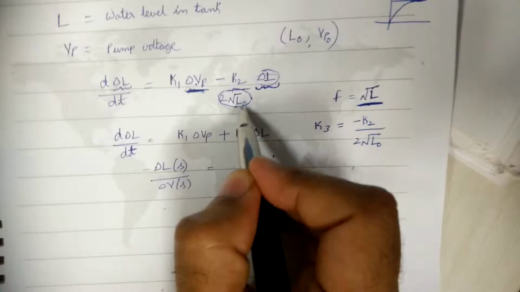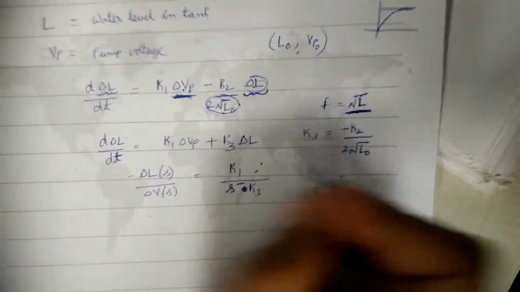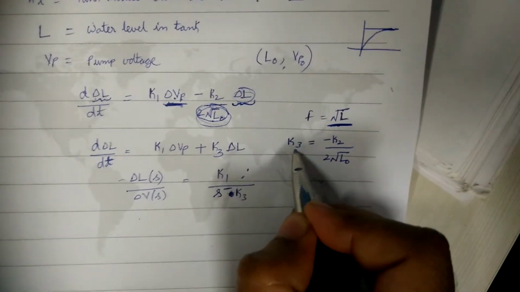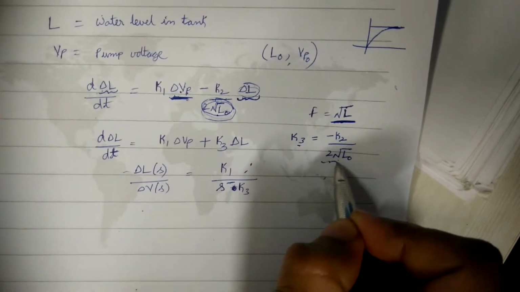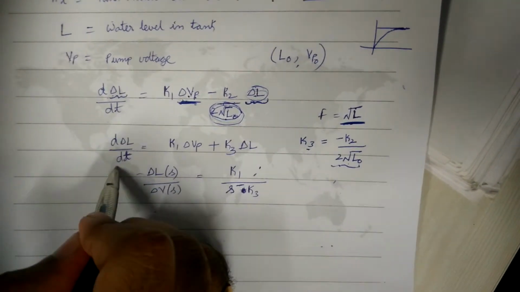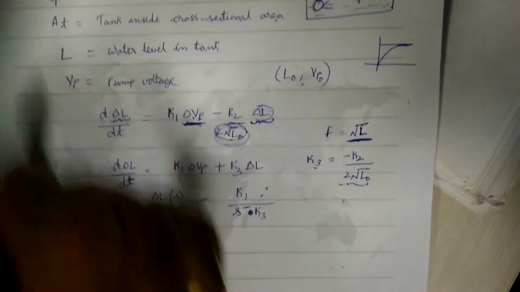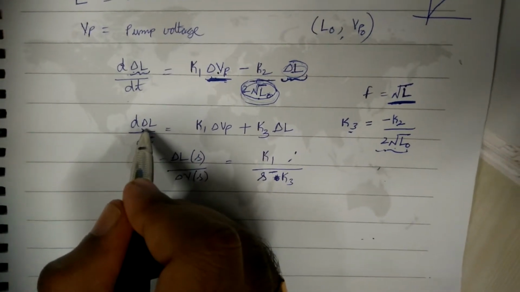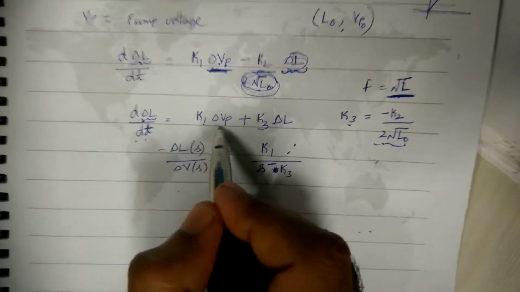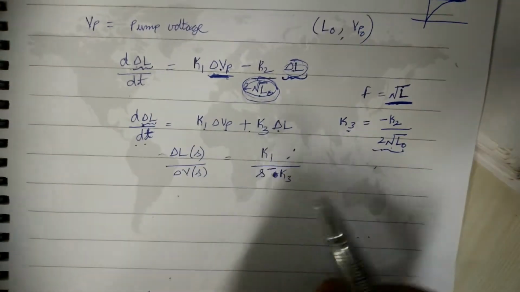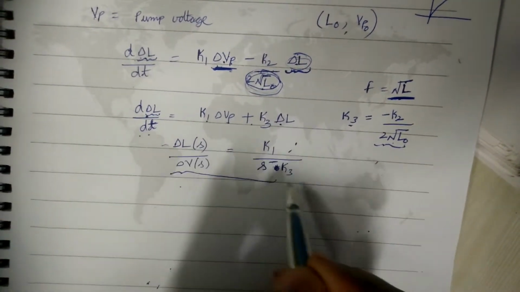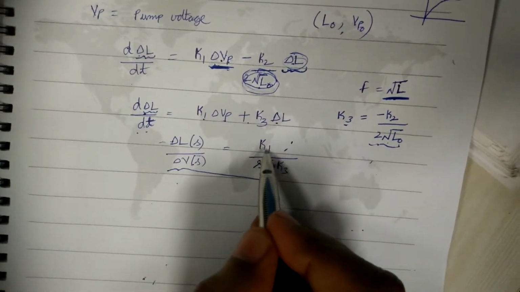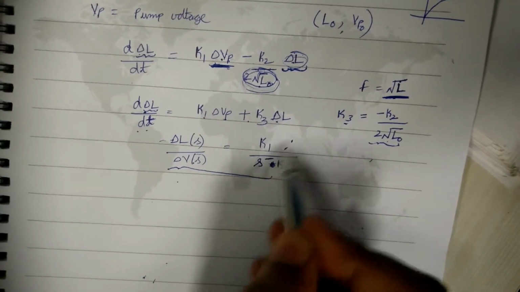So this 2 into root L naught, for a given level of the tank, will become another constant. So we are calling K3 as minus K2 by 2 root L naught. Finally the linear approximation of this differential equation is d delta L by dt is equal to K1 delta Vp plus K3 delta L. So the incremental transfer function governing this physical system is delta L of S divided by delta Vp of S is equal to K1 by S minus K3.